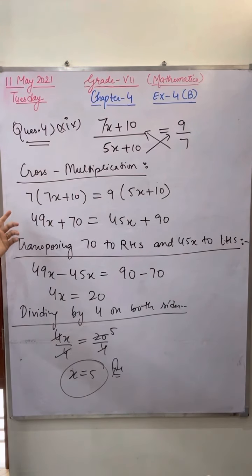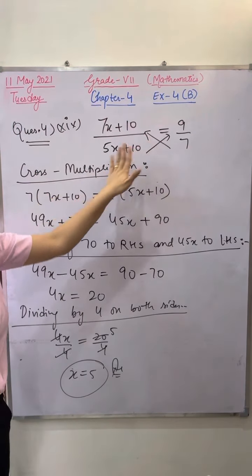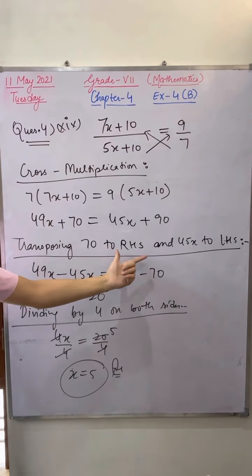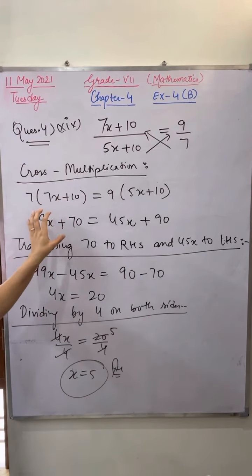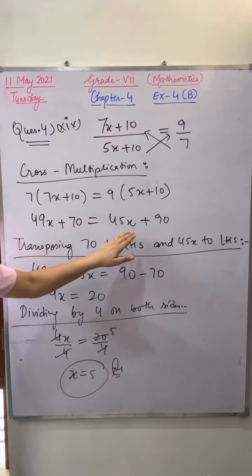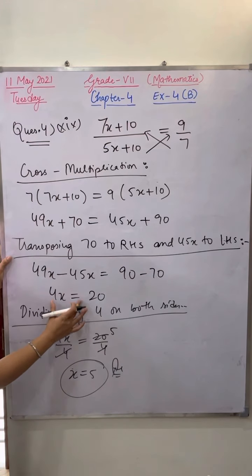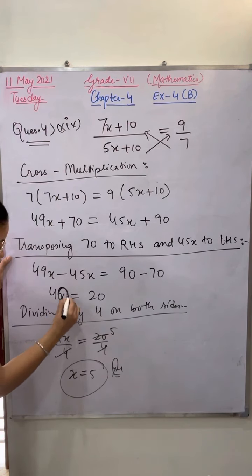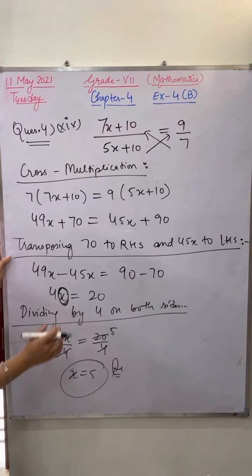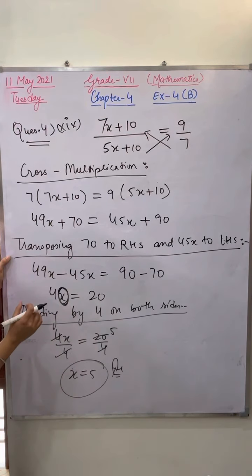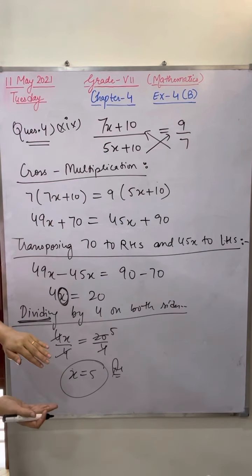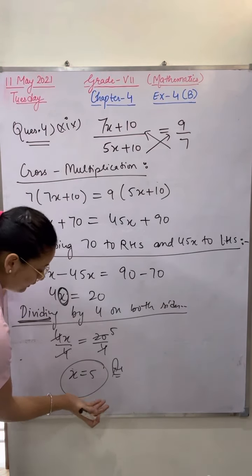So in this way, first of all I applied cross multiplication, then the transposition method. The rule is that all the constants should be on the right-hand side and all the variables on the left-hand side. Then only you can solve the question. After this step, I want only x on the left-hand side. If the value is given in multiplication, go with division. If something is given in division, go with multiplication, and take out the value of x.